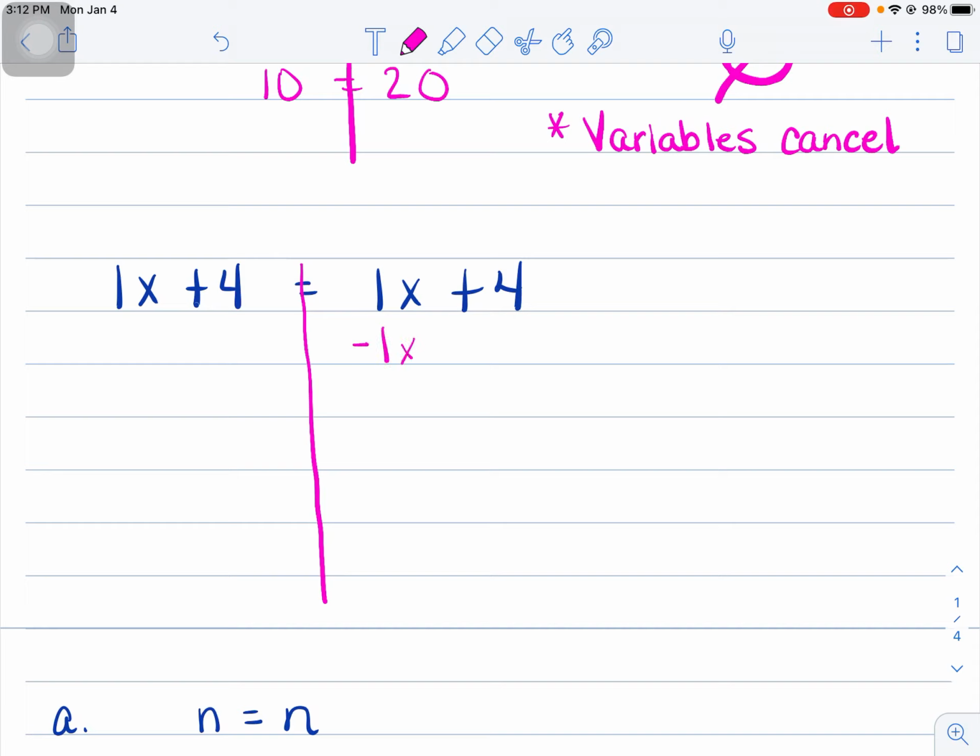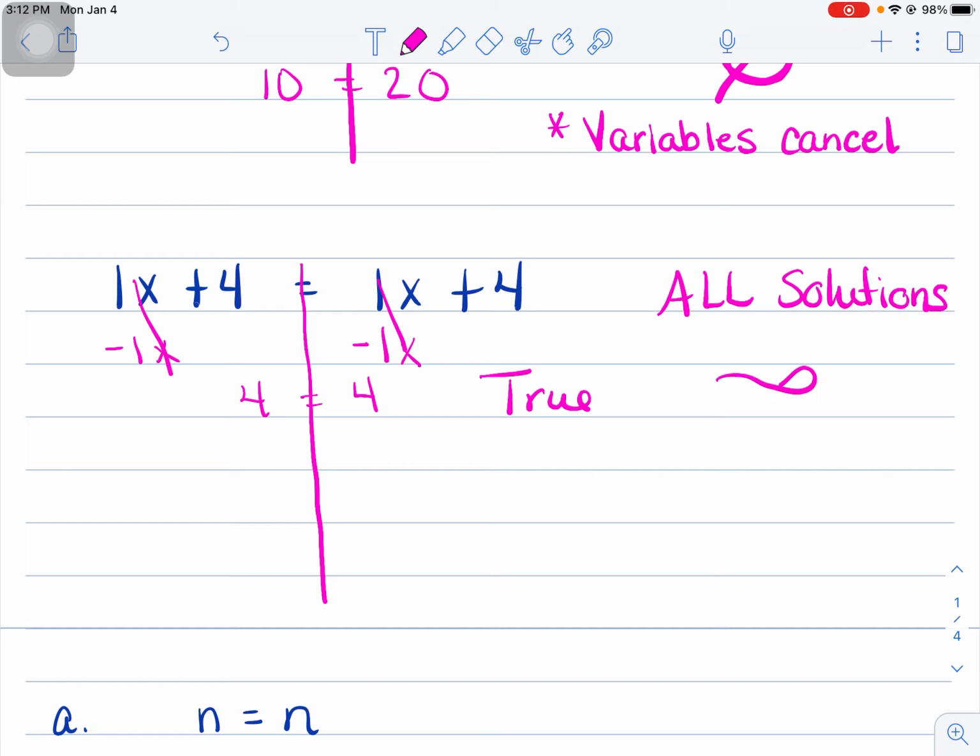So if I move my variables, and I don't see it at first, these cancel out, but I get 4 equals 4. Well, that's a true statement. This is true. So this is an all solutions. So we can have, and we use an infinity sign for that, we can have one solution where only one number will work. We can have no solutions where it doesn't work. It's never going to work no matter what we do. Never balance. Or we can have all solutions, meaning we could put any number in for x, it would work.